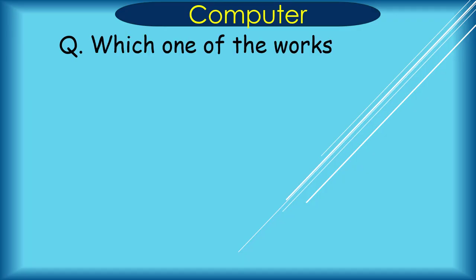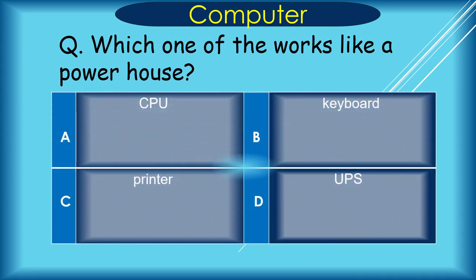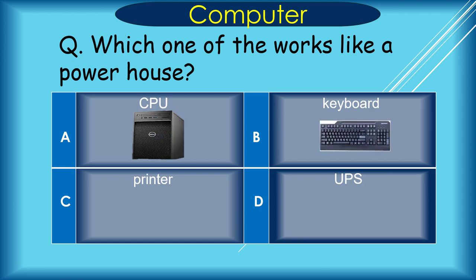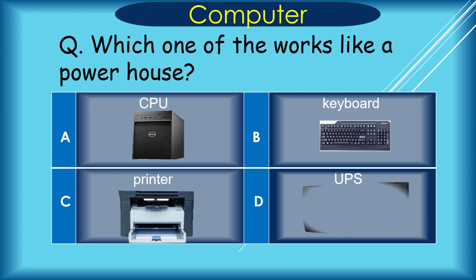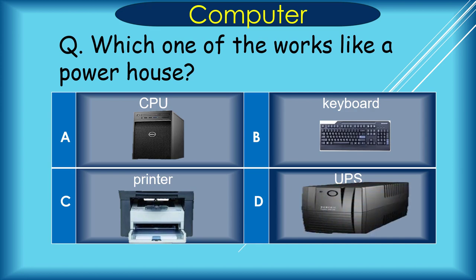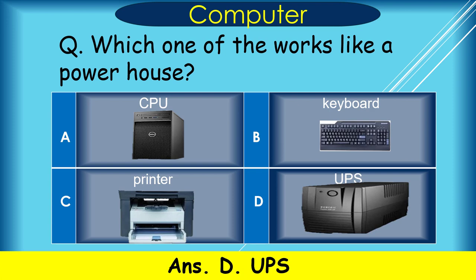Question: Which one of the works like a powerhouse? A CPU, B keyboard, C printer, D UPS. Correct answer is D UPS.